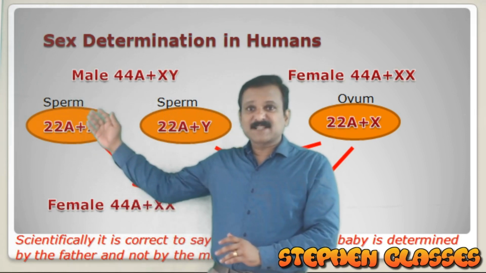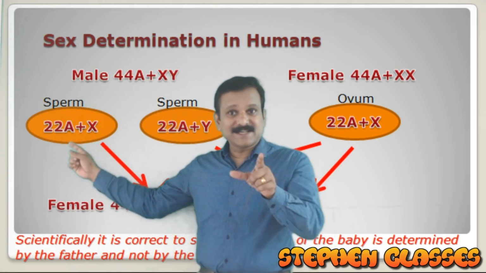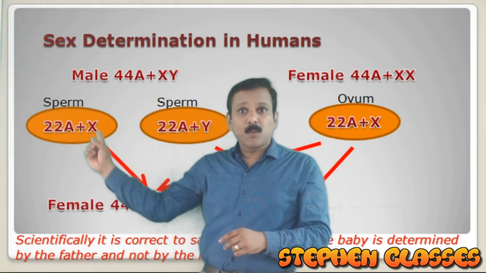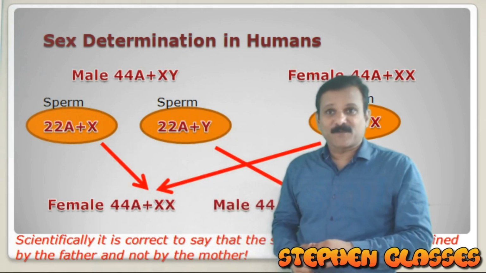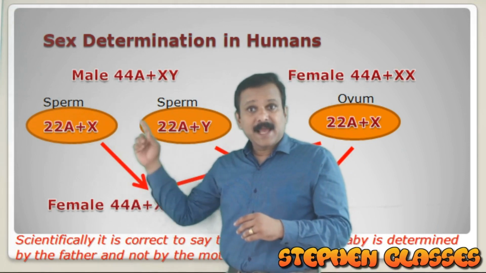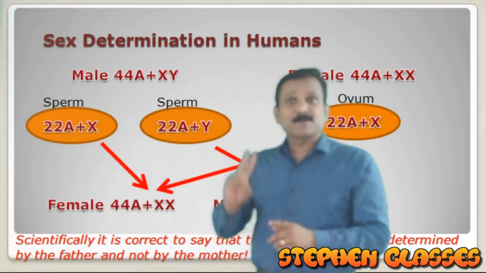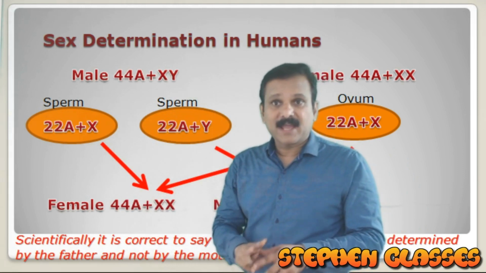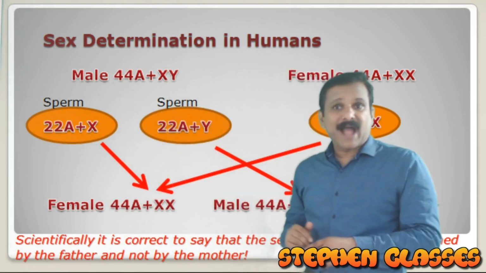So in the case of male, when the sperm cells are formed, what is the result? The sperm cells will have 22 autosomes in them. Is it right? And 50% of the sperm cells formed in the case of a male will contain X chromosome and another 50% will contain Y chromosome. So half of the sperm cells produced in male will contain X chromosome and the other half will contain Y chromosome. So two types of sperm cells are formed in male individuals in human beings.